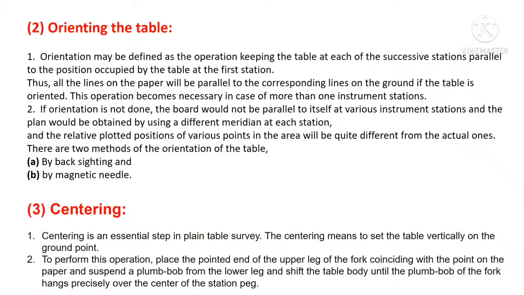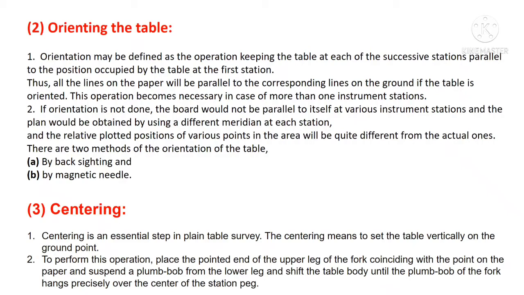So the second point is, if orientation is not done, the board would not be parallel to itself at various instrument stations, and the plan would be obtained by using a different meridian at each station, and the relative plotted positions of various points in the area will be quite different from the actual ones. That's why orientation is one of the important parts of placing the plane table for the survey. There are two methods for orientation of the table.